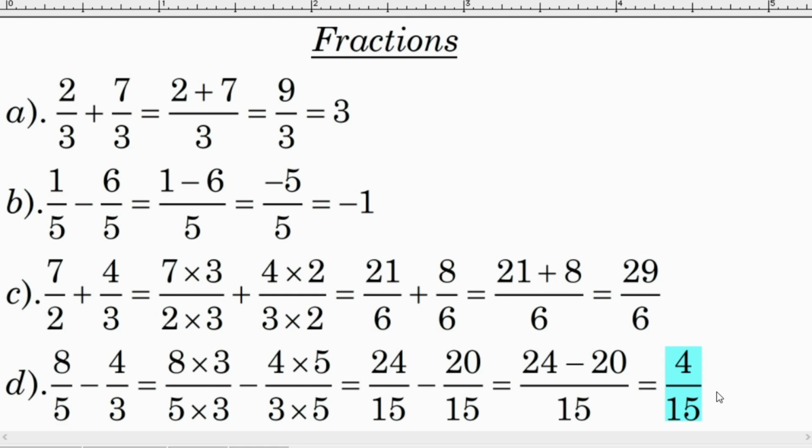Thank you so much for watching. I hope you understand step by step. When we have the same denominator, we just keep the same denominator, then add or subtract the numerators. But when we don't have the same denominator, we have to find the same denominator first, and then add or subtract the numerators afterward.